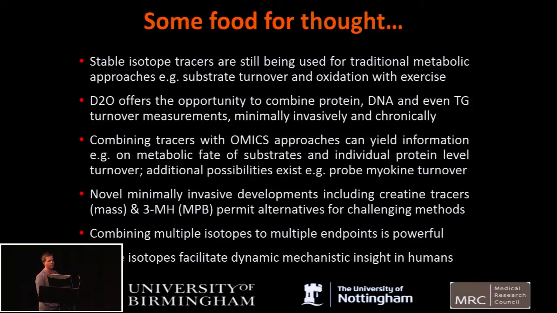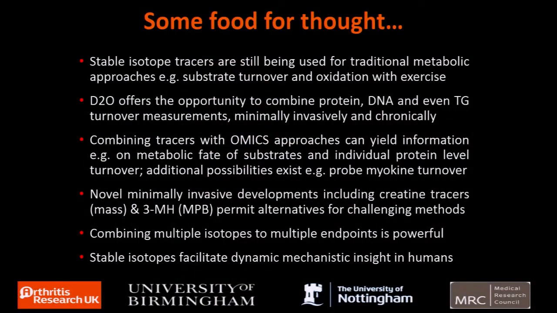Stable isotope tracers are still being used for traditional metabolic approaches such as substrate turnover and oxidation. What hopefully I've shown you today is that D2O offers the opportunity to combine protein, DNA, and even triglyceride turnover, hopefully minimally invasively and also in a chronic situation, which has not been easily possible before. I've shown you a little bit about the fact that combining tracers with omics approaches can yield information such as the metabolic fate of substrates and individual protein turnover on an individual level. And of course, this gives you additional possibilities to probe systemic proteins that have putatively leaked out of skeletal muscle, for example, during exercise.